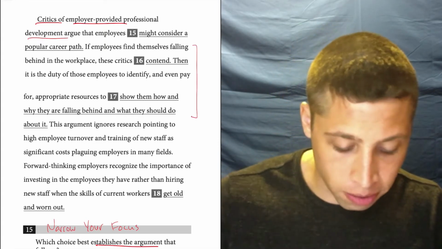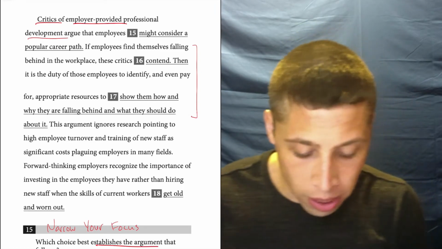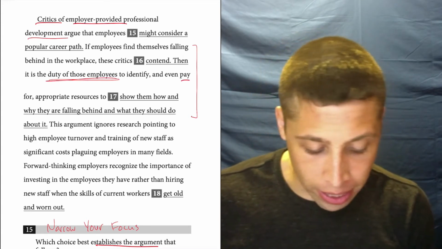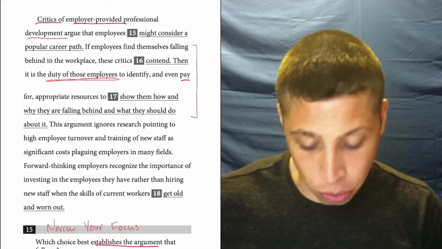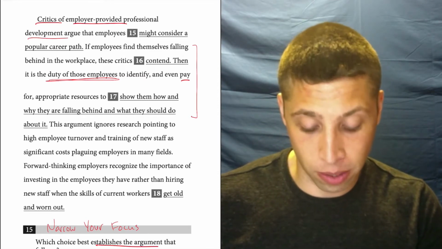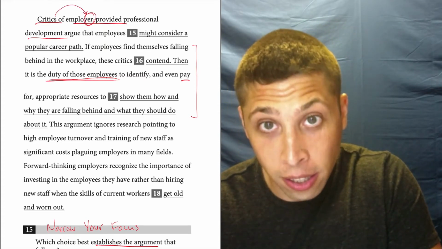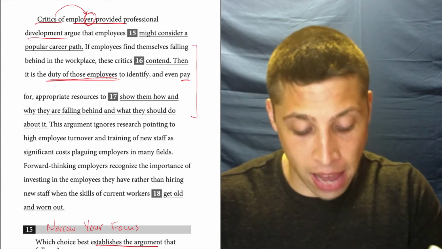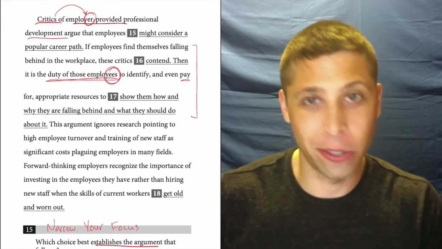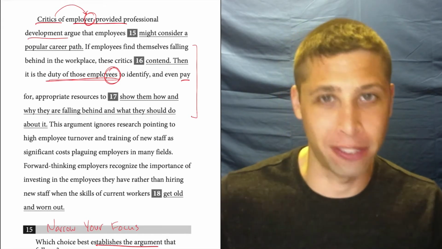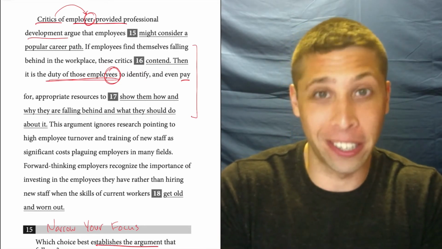If employees find themselves falling behind in the workplace, these critics contend, then it is the duty of the employees to identify and even pay for appropriate resources to show them how and why they are falling behind and what they should do about it. So let's just pause there for 1 second. These are people who are critical of the employer doing the paying, and their argument is that the employee should do the paying. So that's why this is tricky, because employer and employee, if you're just reading fast, look like the same word. But we're talking about two different groups of people. That's the whole crux of the argument here, is who pays, right?